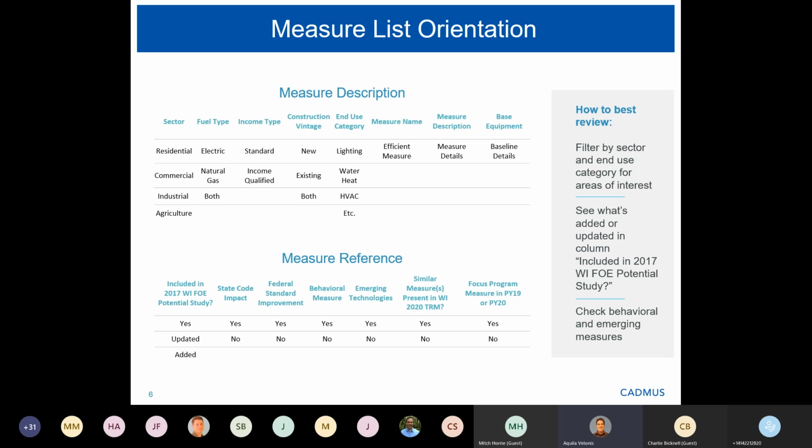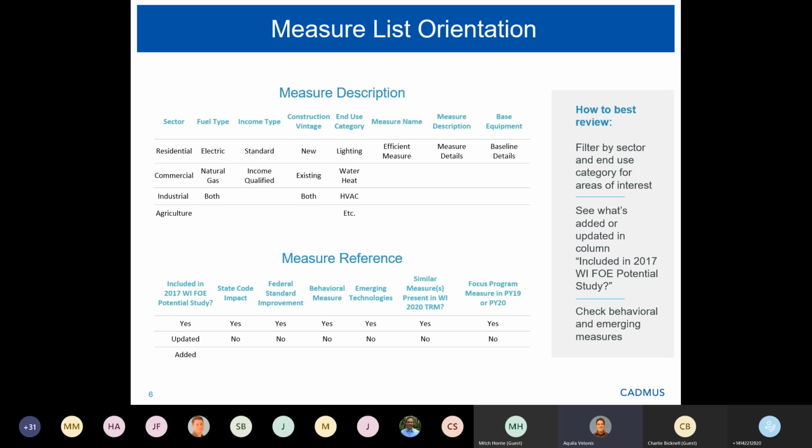I will say it's a relatively comprehensive measure list, and it's kind of a lot to review at once. So one suggestion is to filter down by sector and end use of an area that is most interesting for you, or you have expertise in that area. For example, HVAC equipment, it is easy to filter down to all the HVAC measures, and you can review that block a little bit easier than the entire sheet.